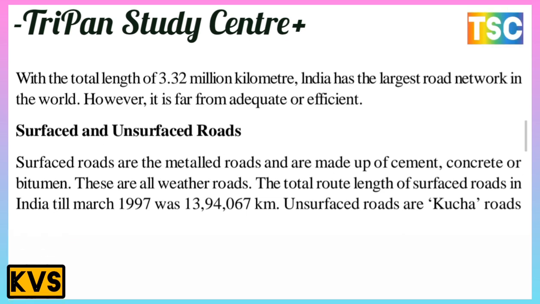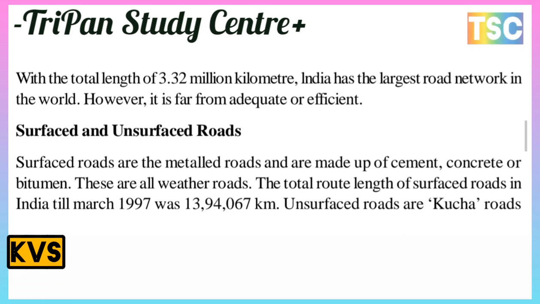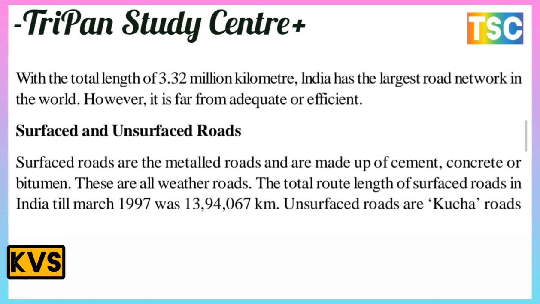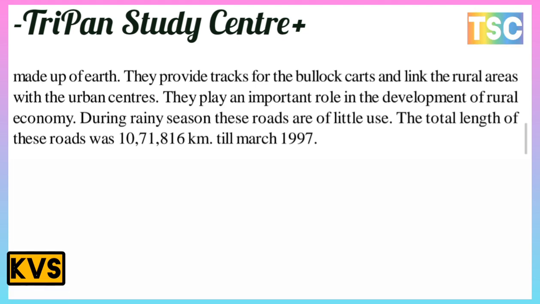1997 was 13,94,067 kilometers. But on-surface roads are structures made of earth only. They provide a track for bullock carts and link rural areas with urban centers. They play an important role in the development of rural economies. During the rainy season, these roads are little used.